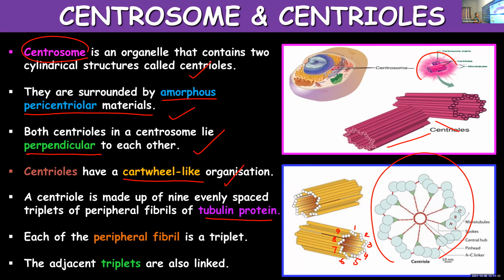And the adjacent triplets: here you can see 9 triplets, and all these are interconnected. The triplets which are lying close to each other are interconnected. The adjacent triplets are linked. When we learned about the structure of cilia and flagella, you had learned about bridges, linkers, radial spokes, etc. to interconnect them. So here also we have some structures by means of which these are interconnected.